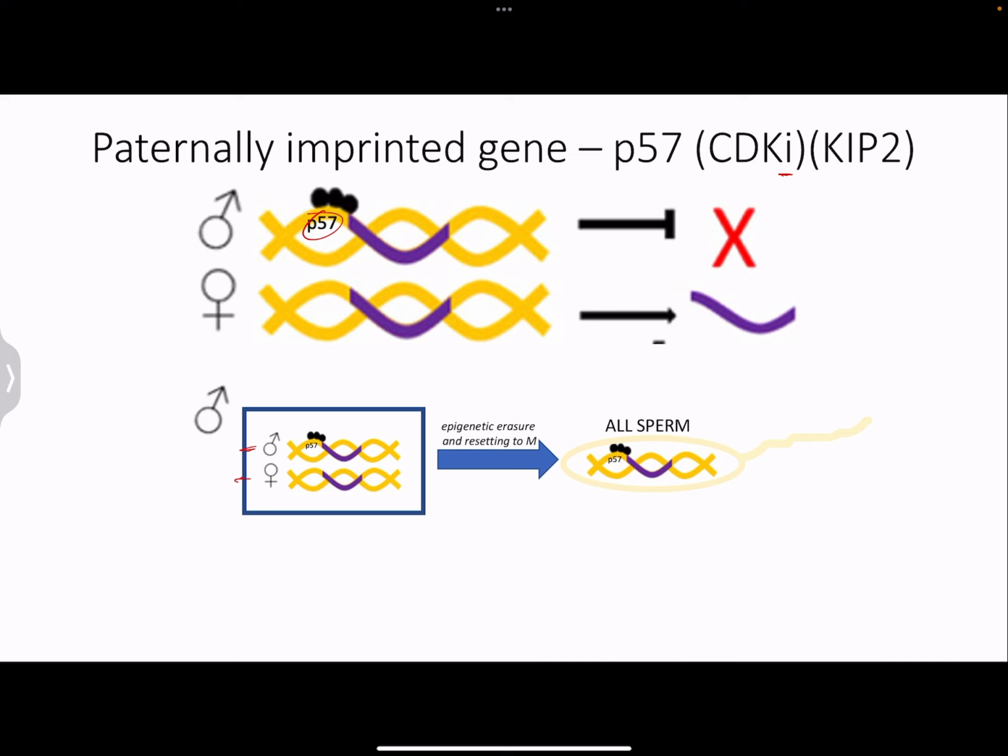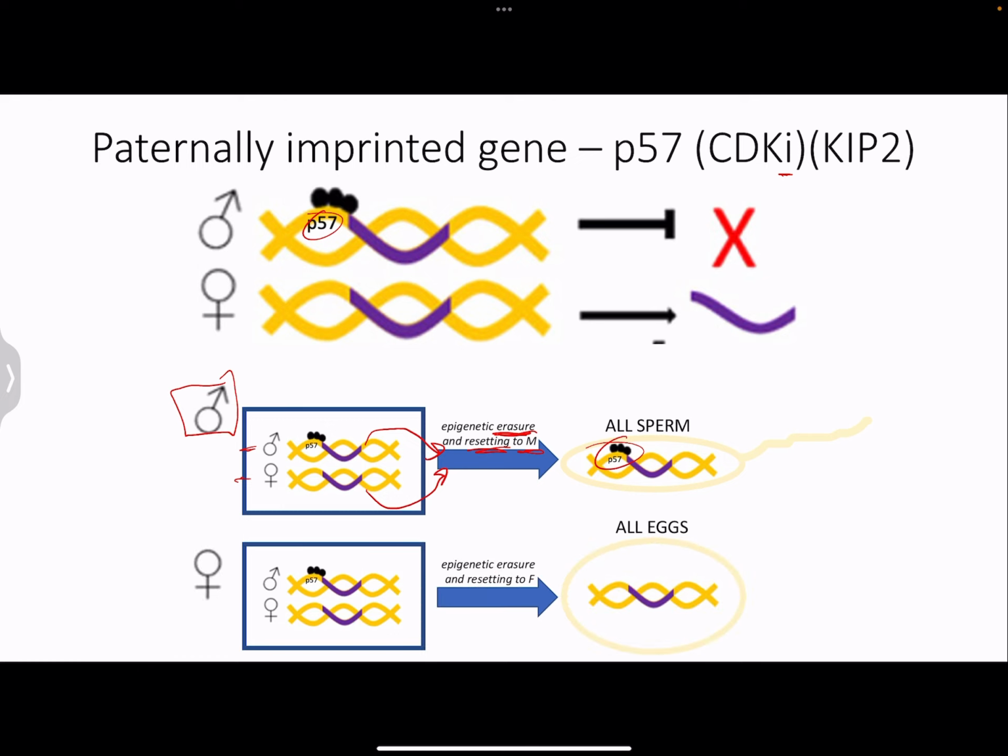She wants that open. Now, when this man generates sperm, whether the sperm comes from this chromosome or whether it comes from this chromosome during meiosis, it doesn't matter. We're going to erase all methylation programs and reset them to the male preference. So all of the male sperm, regardless of which chromosome, now have methylation of this particular gene. And females would be the exact opposite.